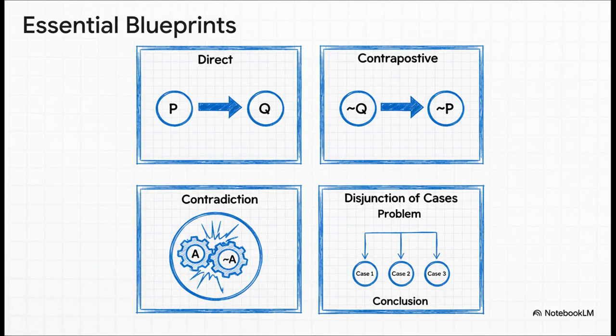And of course, there are a bunch of other blueprints in the logical toolkit. You can just argue directly. Or you can use clever techniques, like the contrapositive. A really powerful one is proof by contradiction, where you assume the opposite of what you want to prove and show that it leads to something totally impossible. Or you can just break a big problem down into smaller, manageable cases and solve each one.